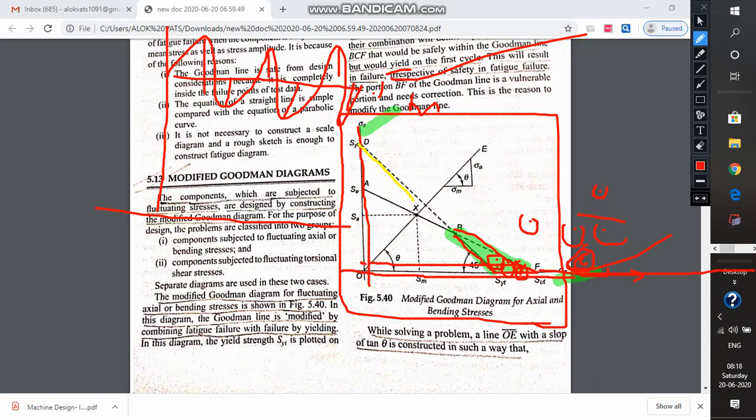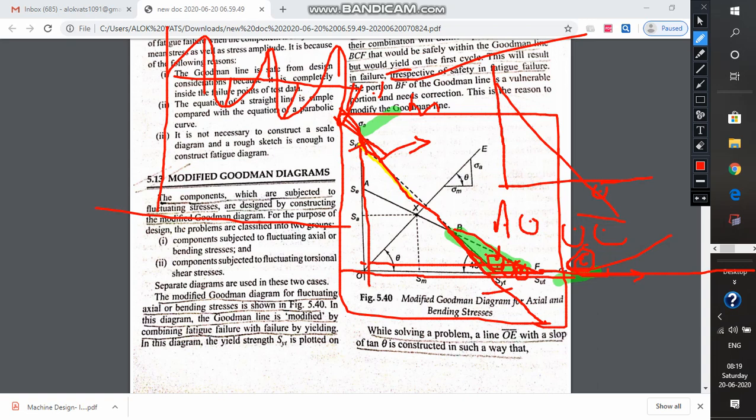I shall demarcate it by some different color. This is the line, or the first limit of the stress cycle, the Langer line. If a point lies here, suppose this is the point A, then this point in the green region is outside the purview of the line joining SYT with SYT. It means practically the component will fail because it has yielded.